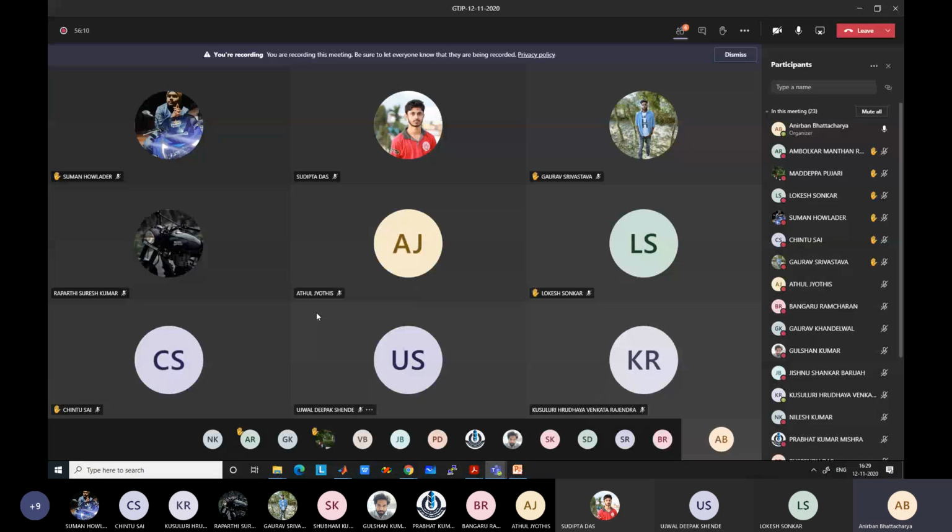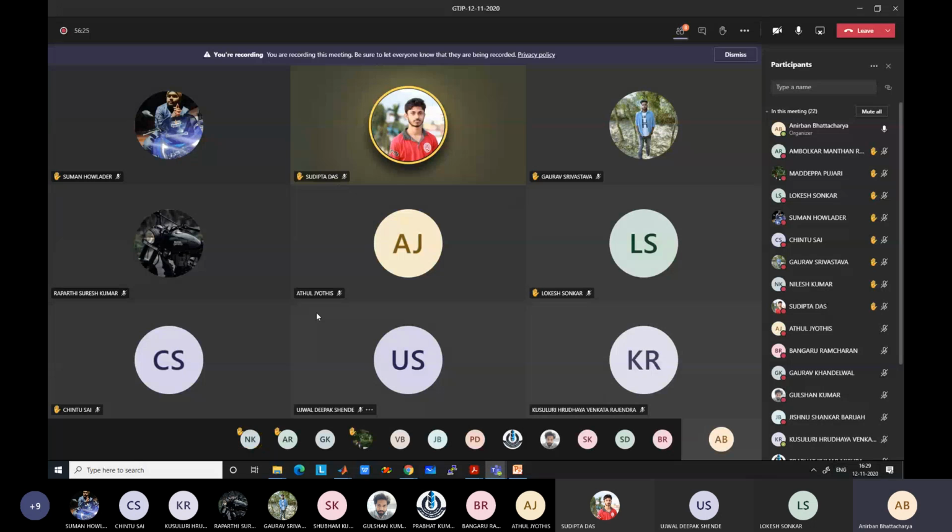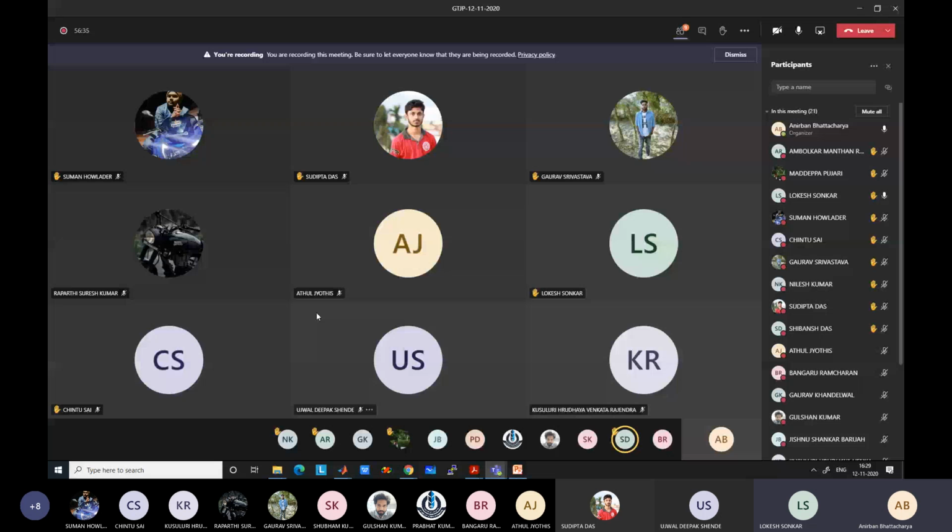Then Gaurav Srivastav present. Gulshan Kumar present. Pujari. Where is Pujari? Pujari is present. Nilesh Kumar. Chintu Sai present. Sudipto Das present. Lokesh Sonkar. Lokesh is present. Then Ankit is not there obviously. Shivansh is also present. Absent is Bharat Ram. Bharat Ram is absent. Ajay Kumar Meena and Ashwini Kumar. Apart from the two students who have left. Okay.